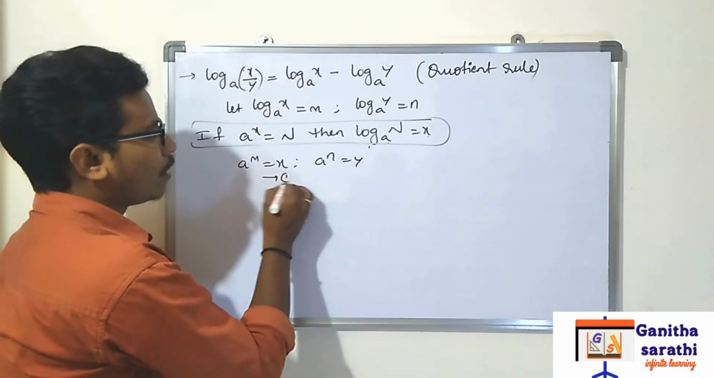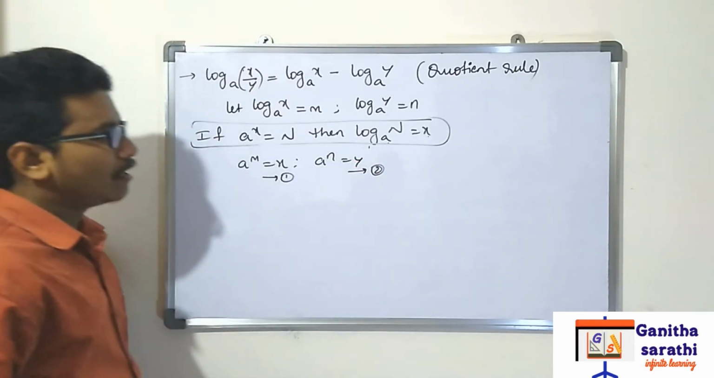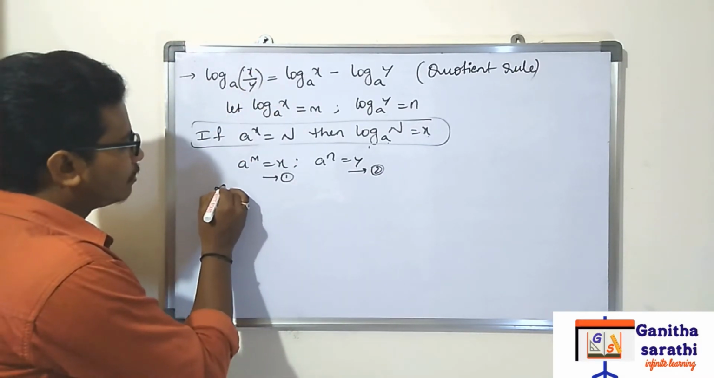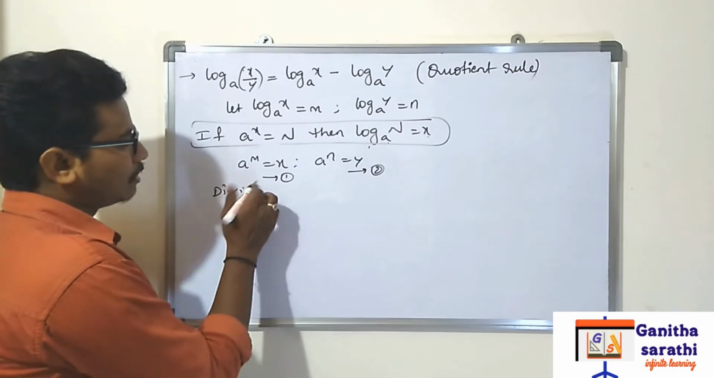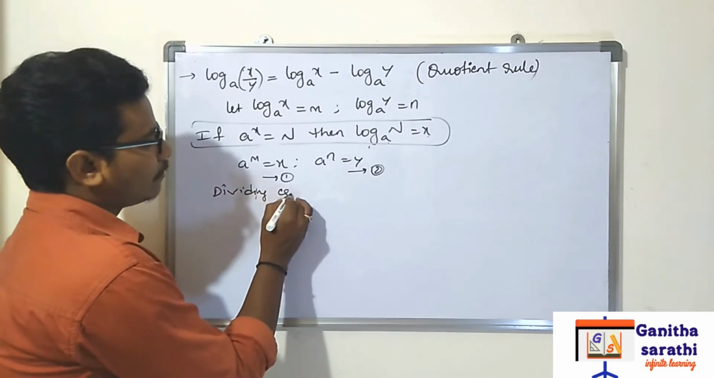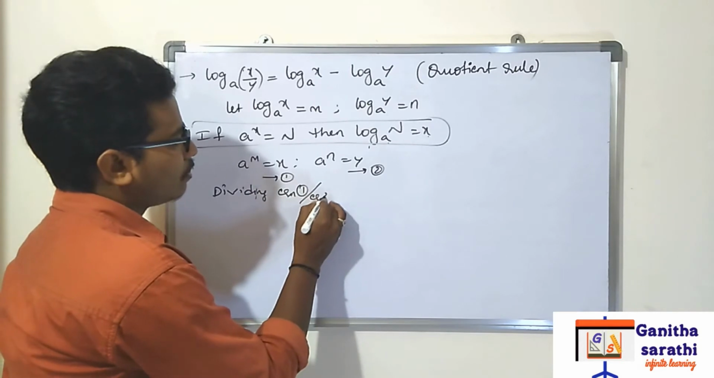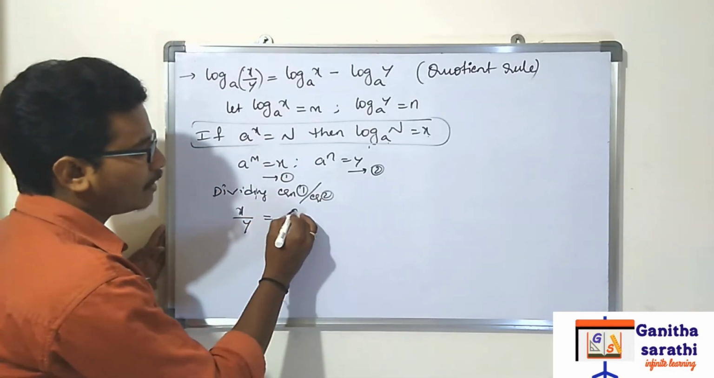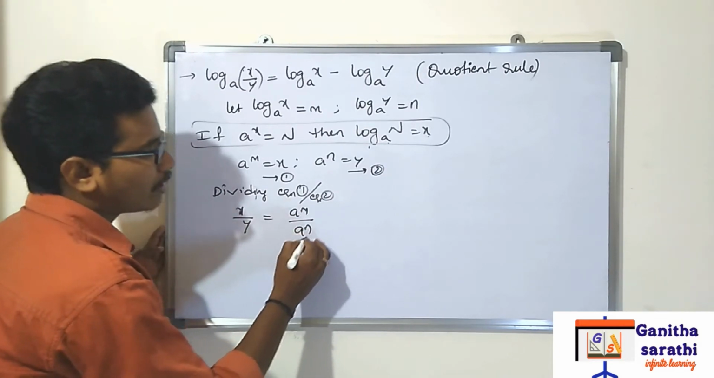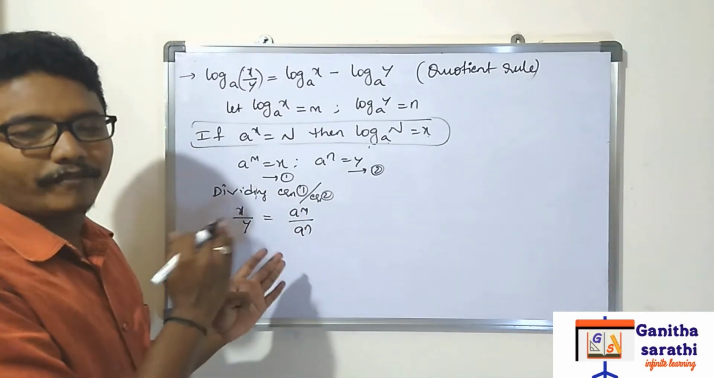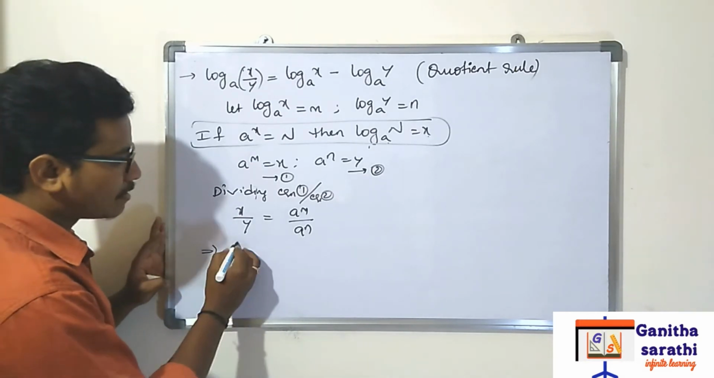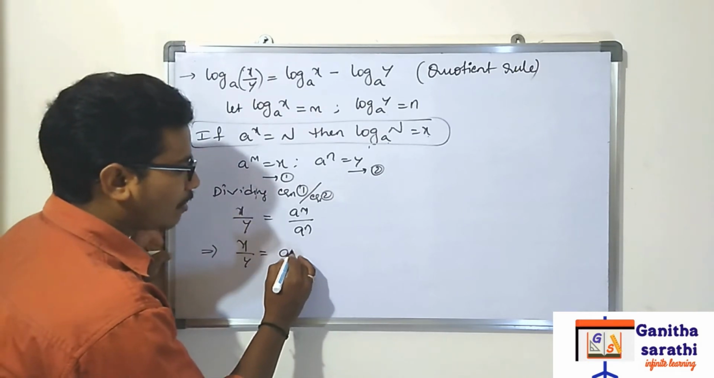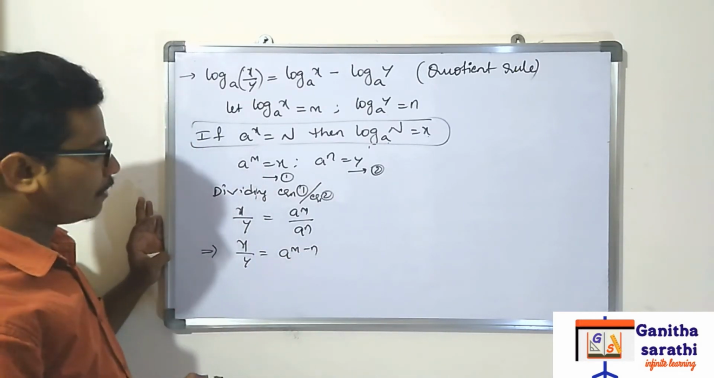Okay, this is equation 1 and this is equation 2. Now what we have to do? As it is x divided by y, we do dividing equation 1 by equation 2. Okay, what are equations 1 and 2? x by y is equal to a power m by a power n, right? Right hand side will be right hand side, left hand side will be left hand side. Now x by y is equal to, what is the a power m by a power n formula? a power m minus n. Okay, a power m minus n.